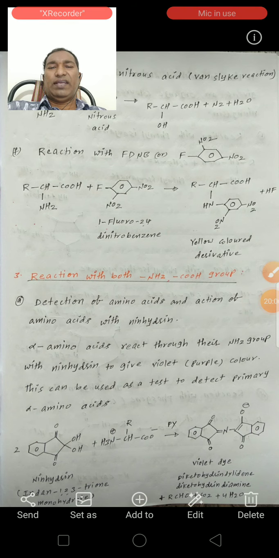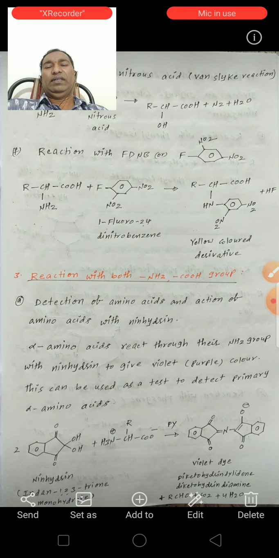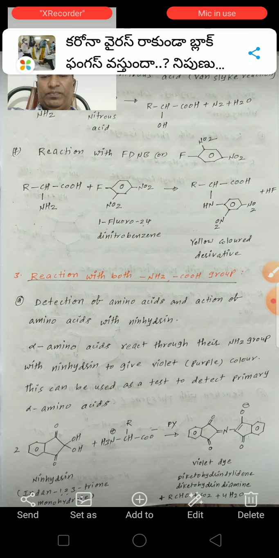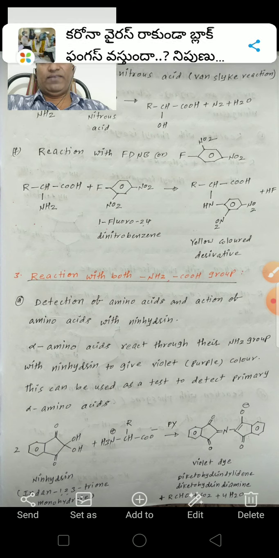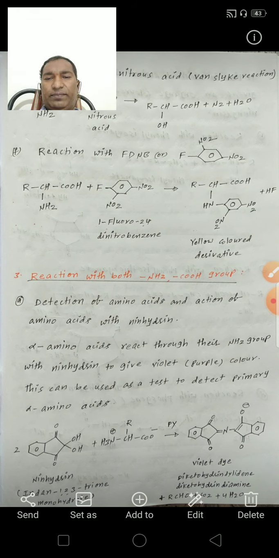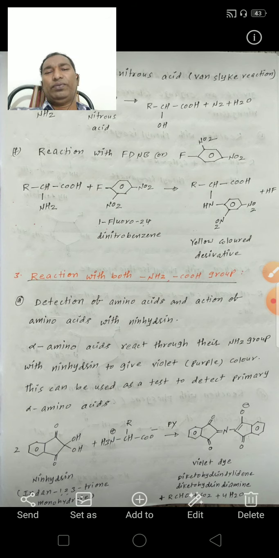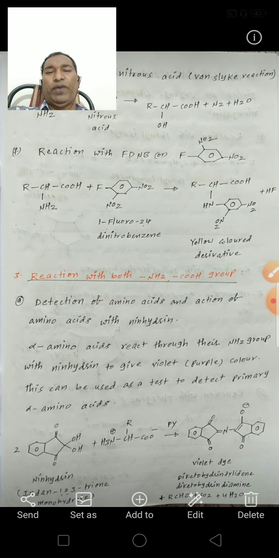See the next reactions with NH2 and COOH groups. Both these amino acid reactions involve both the NH2 and COOH groups. See here, first one, detection of amino acids, the reaction of amino acids with ninhydrin. Amino acids react through their NH2 group with ninhydrin to give a violet purple color.